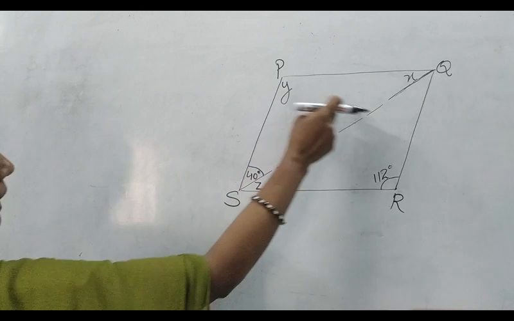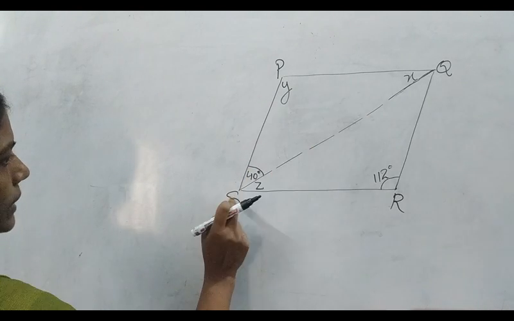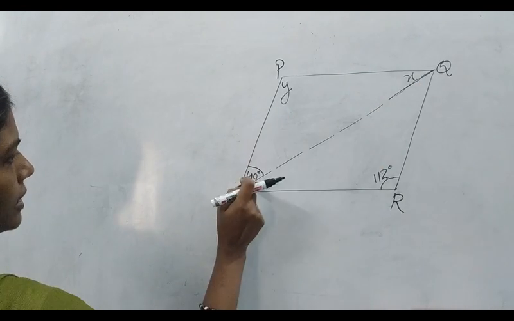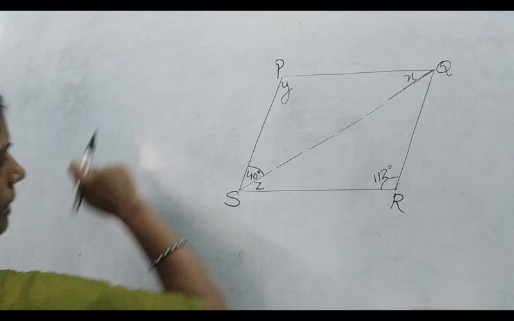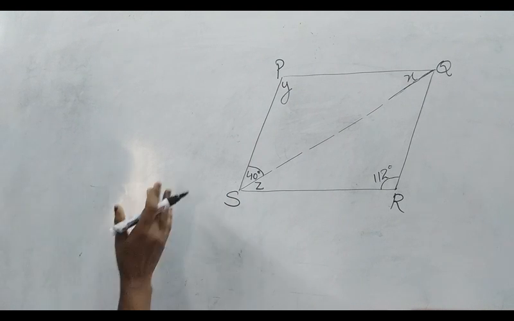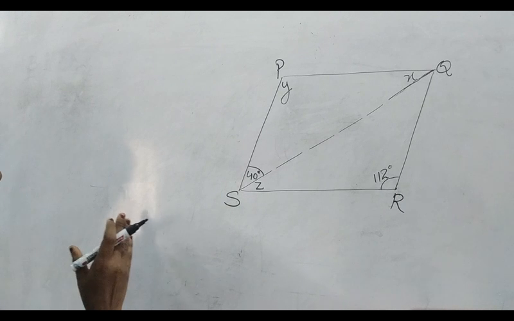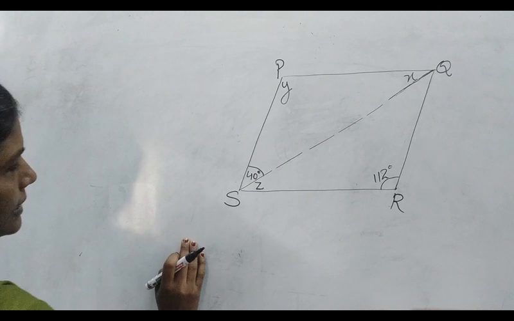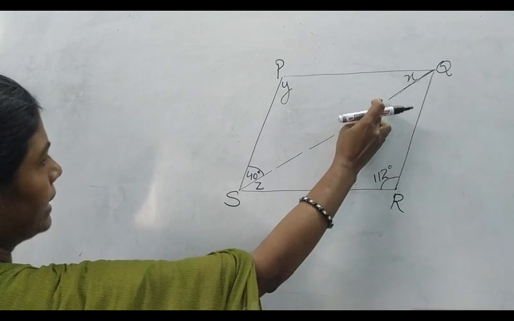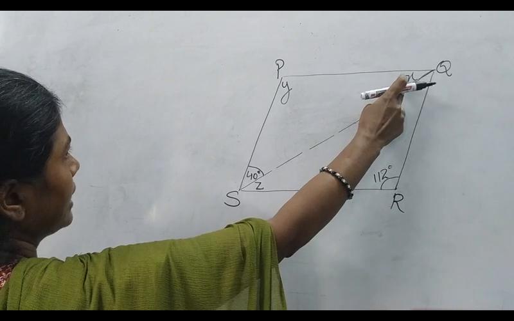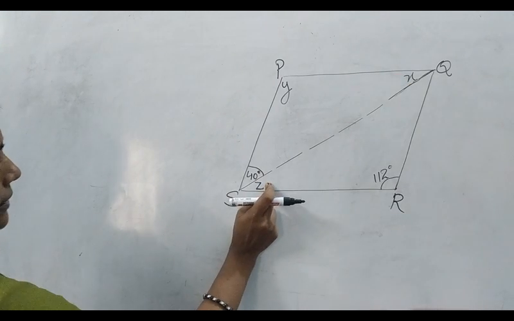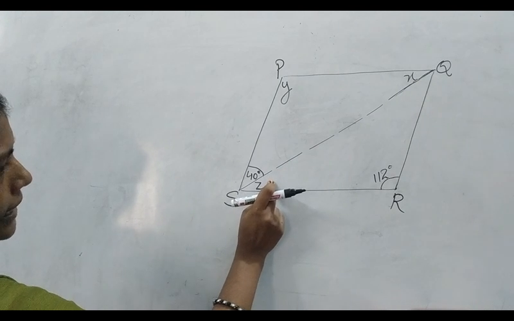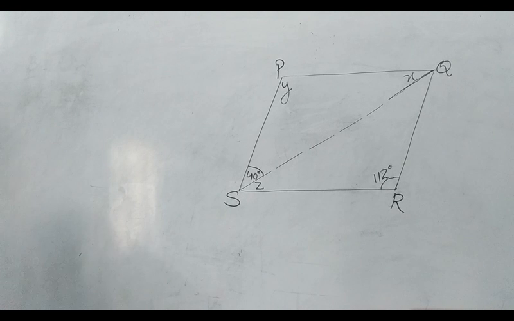Now look at this triangle here, the triangle SPQ. In this triangle we know that the sum of all three angles of a triangle is equal to 180 degrees. So we can calculate angle X, and when we calculate angle X, then with the help of X we can calculate Z, because X is equal to Z by the alternate angles in the parallelogram.